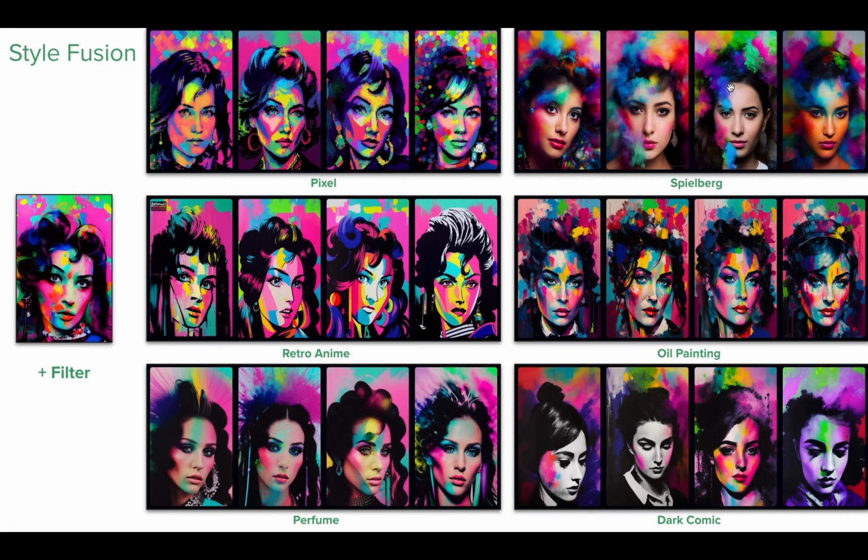So we see here the hints of both our input image, which is in pop art, as well as the selected filter in the output image. We can also reduce the image strength to have more of the filter and less of the original image in the final output. That's how we create a style fusion.